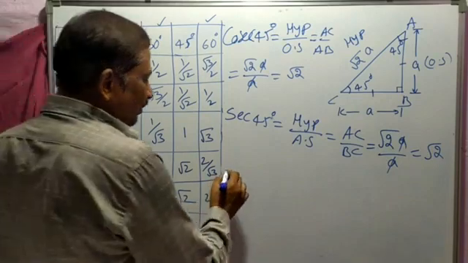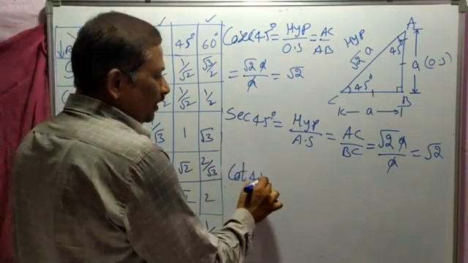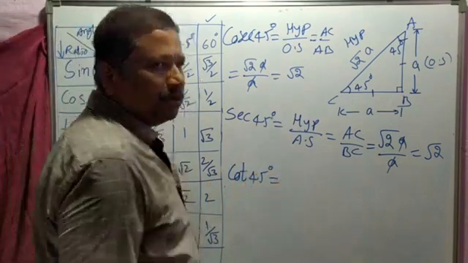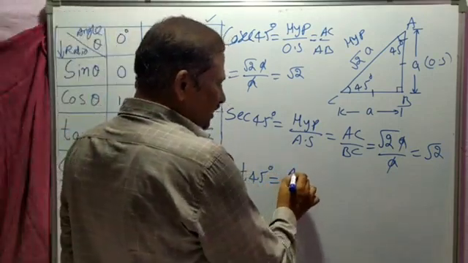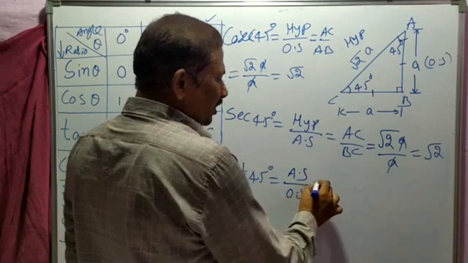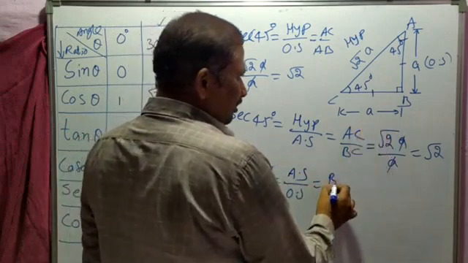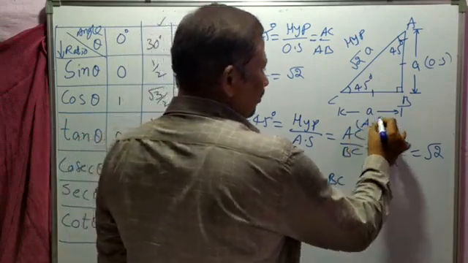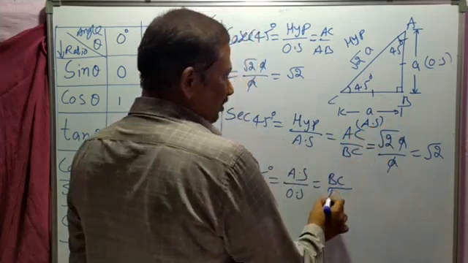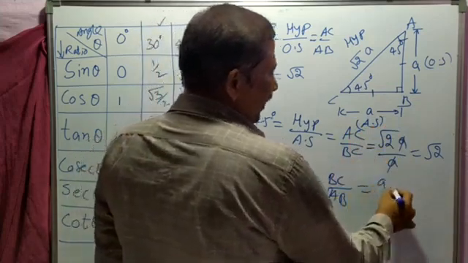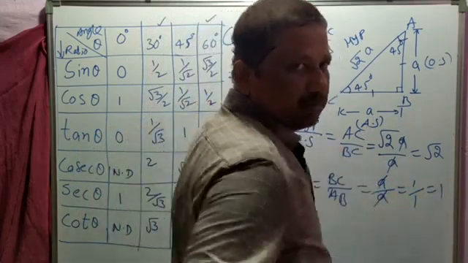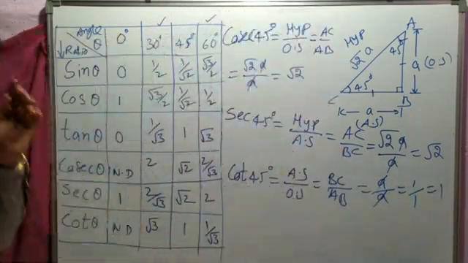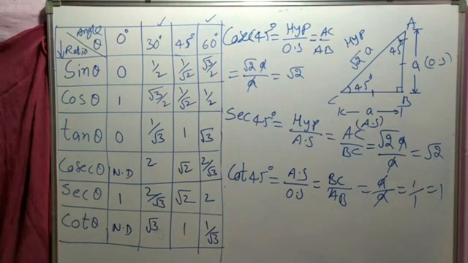Next coming to cot 45 degrees. It is nothing but the reciprocal of tan. Tan reciprocal means adjacent side by opposite side. Here the adjacent side is BC, this is the adjacent side. BC by A, A by A. Both are the same, 1 by 1. You will get 1. So cot value also will become 1. Okay, is it clear? Okay, no doubt.